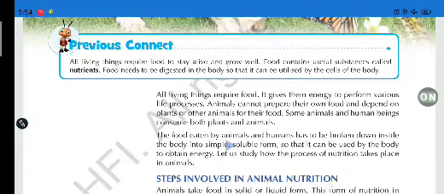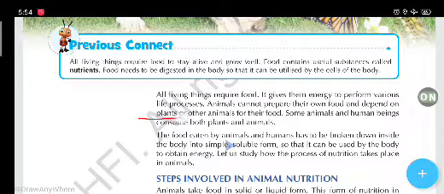Students, in the previous chapter I told you that the photosynthesis process can occur only in plants because they have a green pigment called chlorophyll. In the presence of chlorophyll, sunlight, water, and carbon dioxide, they synthesize their own food. That's why they are called autotrophs. But animals are heterotrophs, because they directly or indirectly depend on plants for their food.